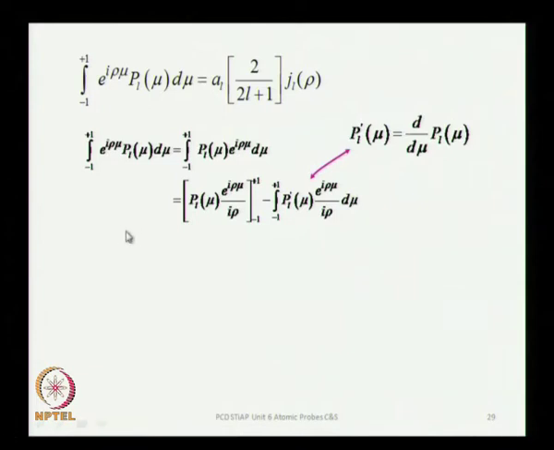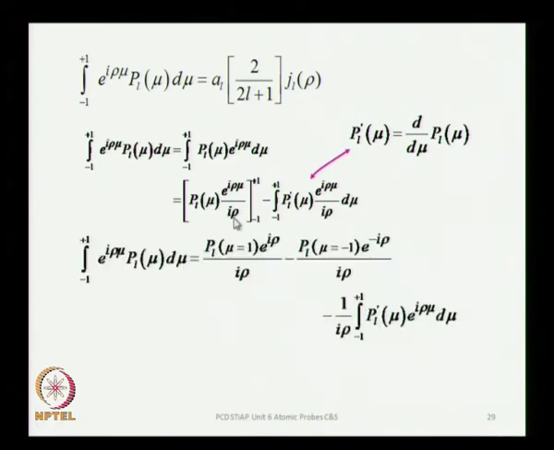Okay, so now it is really very simple, because you can put these limits, you can put mu equal to 1 and mu equal to minus 1. So, here in the first term I put mu equal to 1, in the second term I take mu equal to minus 1, I subtract the second term from the first term. So, here is a minus sign, and then there is a residual integration to be carried out. Now, what will the residual integration give you?